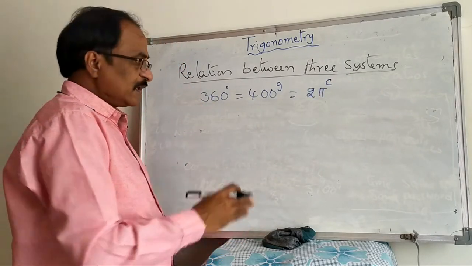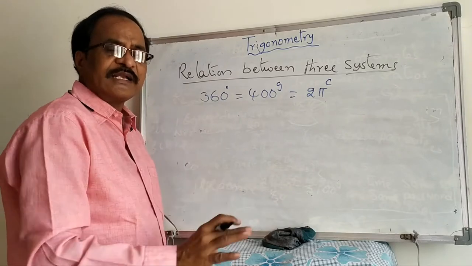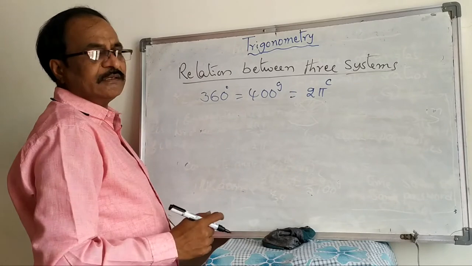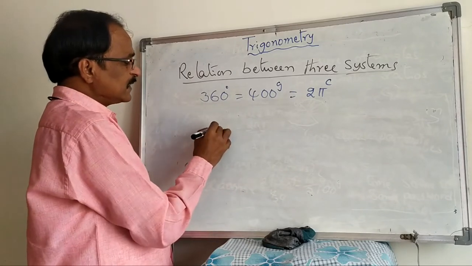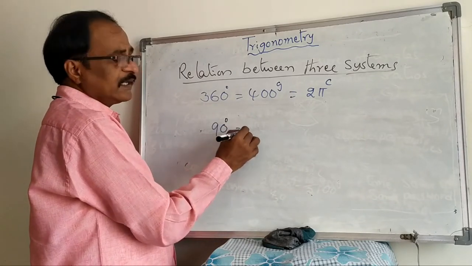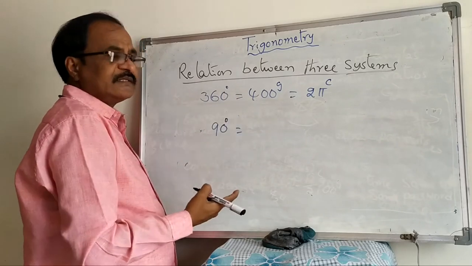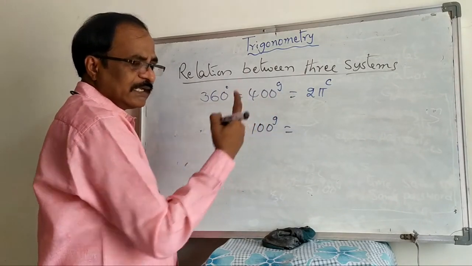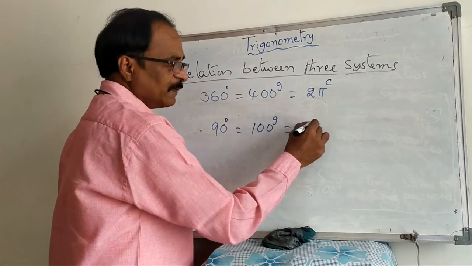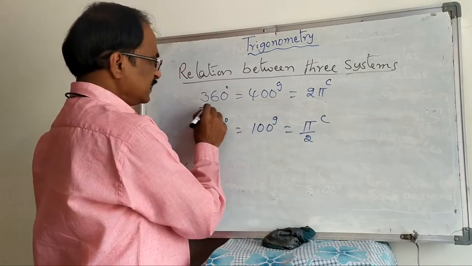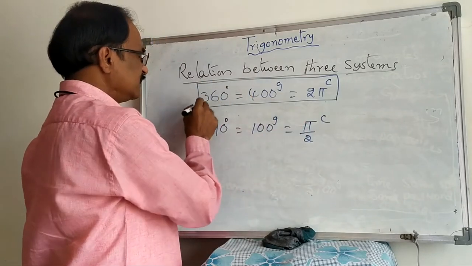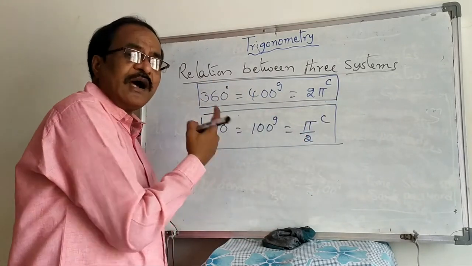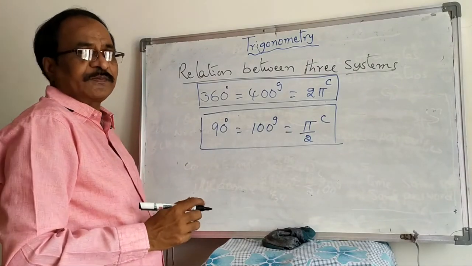Similarly, if we take right angles, all right angles are the same, congruent. So one right angle in sexagesimal measure is 90 degrees, and one right angle in centesimal measure is 100 grades, and one right angle in circular measure is pi by 2 radians. This is the relation between the three systems, whether we take complete angles or right angles.